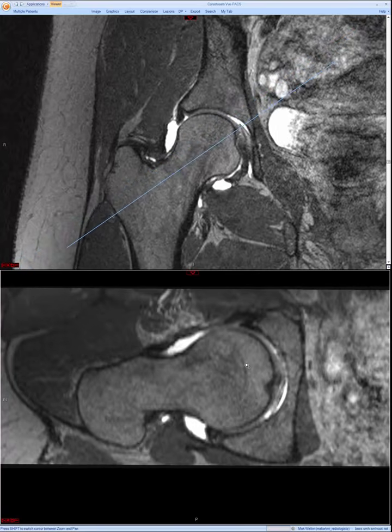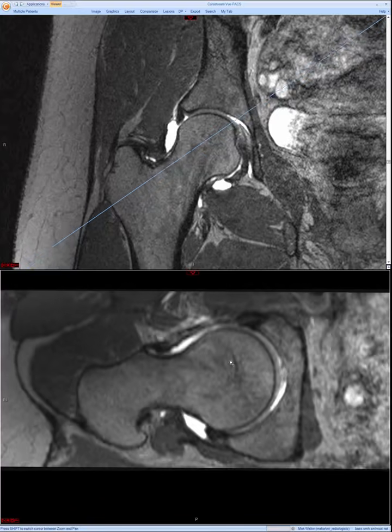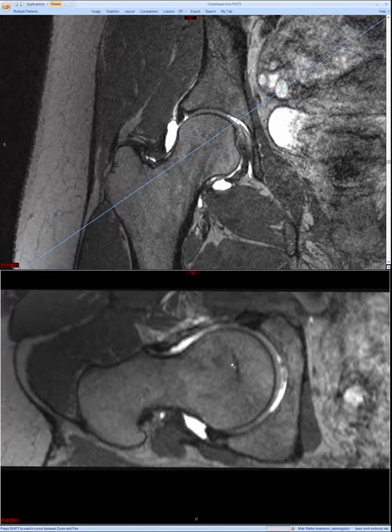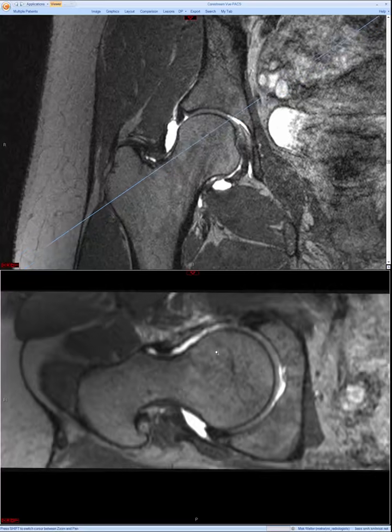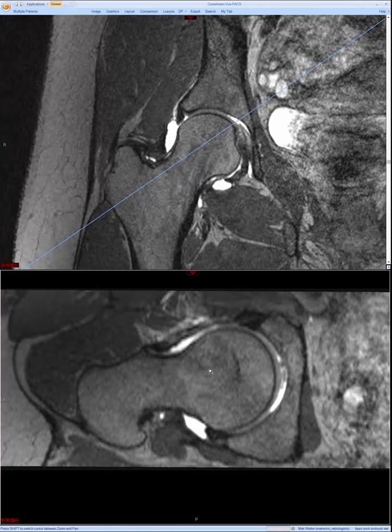I first look for loss of head neck offset at the anterolateral femoral head neck junction. So I scroll up and down, and you see how there's this preserved concavity here. Subjectively, it looks like there's no bony bump and no loss of head neck offset. That's one way to do it, and that's how I tend to do it most of the time.